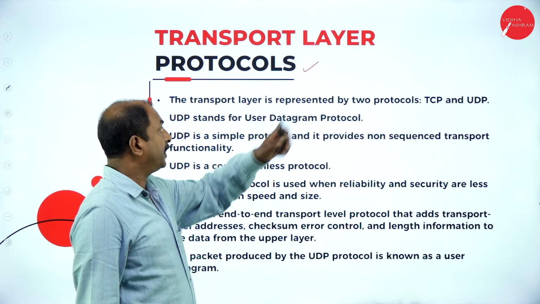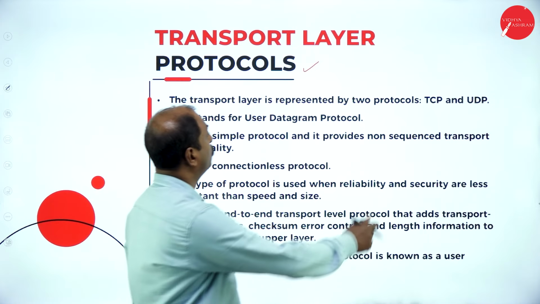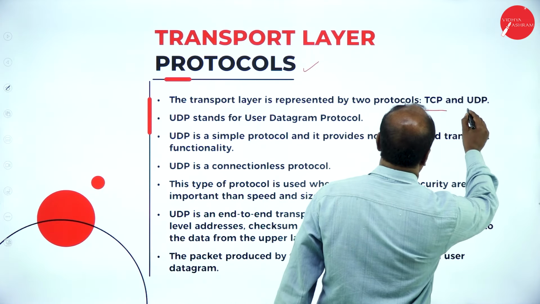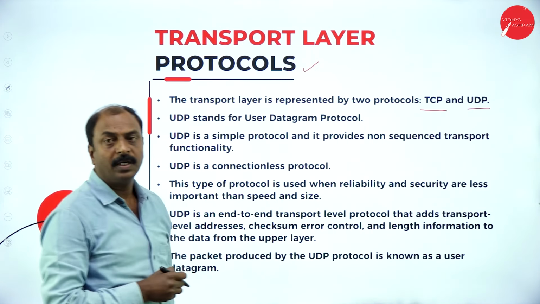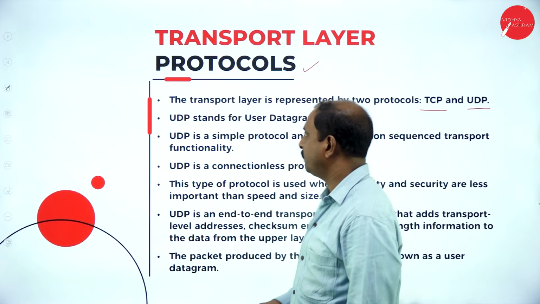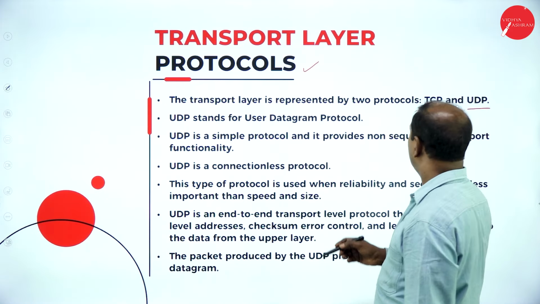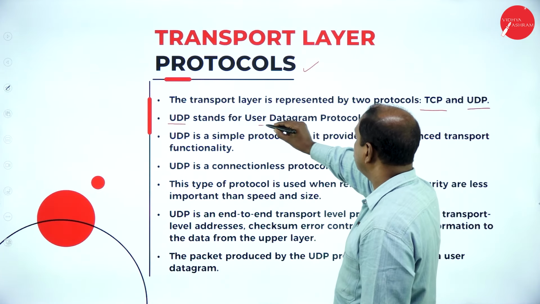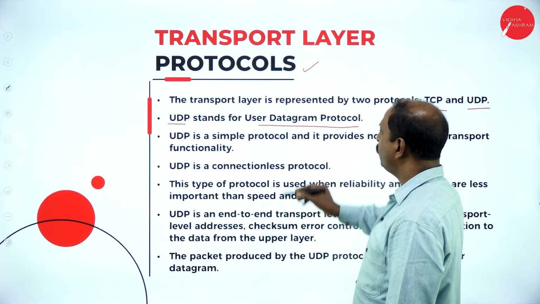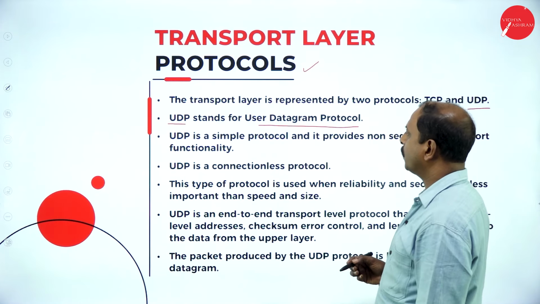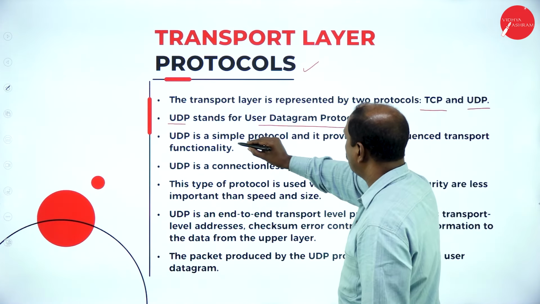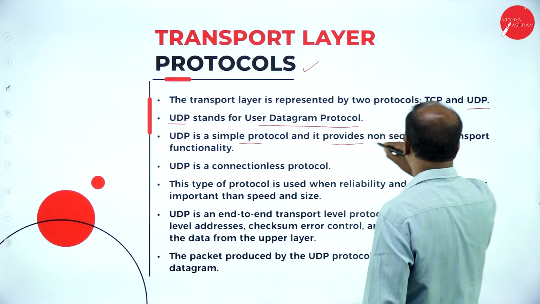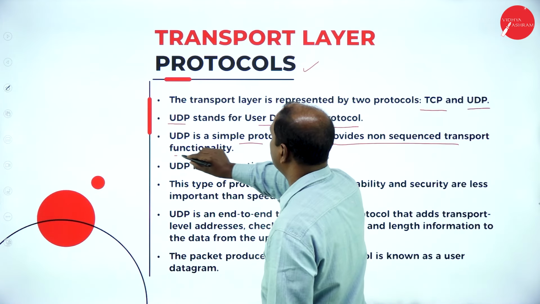Similarly, the transport layer works with two protocols, TCP and UDP. These are the two protocols that work with the transport layer. So here, let us see what UDP is. UDP stands for User Datagram Protocol. It is a simple protocol and provides non-sequenced transport functionality.